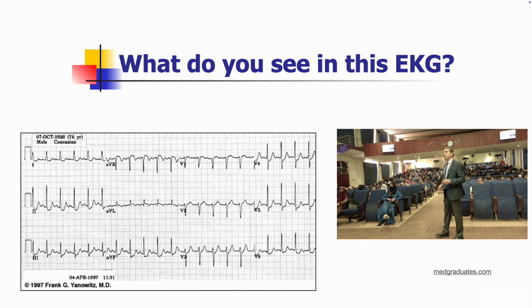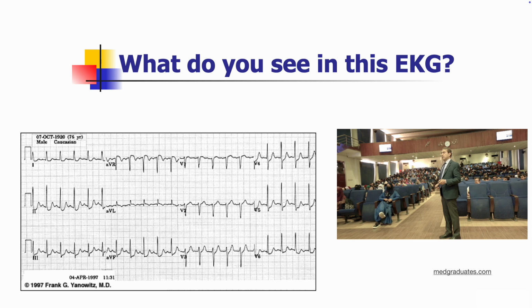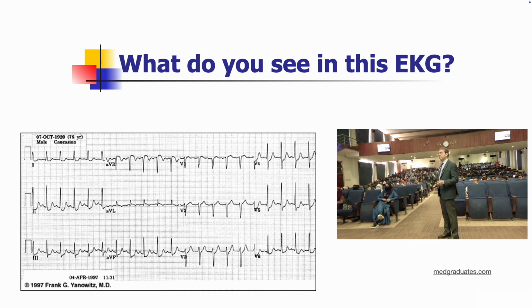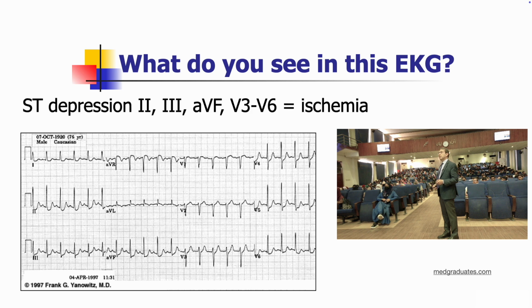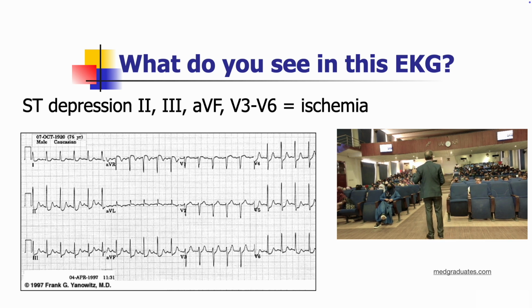Now in this ECG you see there are depressions here. So again inferior leads, and you got something in here as well. So this indicates a non-ST elevation situation.